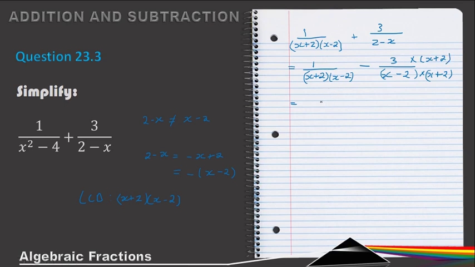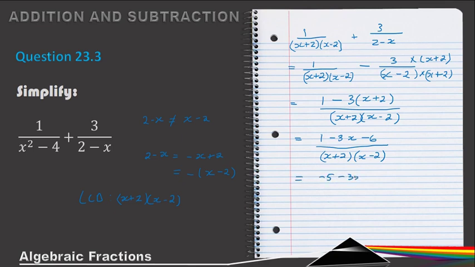and then we put everybody over the lowest common denominator. So that's 1 minus 3 multiplied by x plus 2, and that's over x plus 2, x minus 2. And that's equal to, so multiplying in the negative 3, we have 1 minus 3x minus 6 over x plus 2, x minus 2. And then adding the like terms, we have minus 5 minus 3x over x plus 2 and x minus 2.